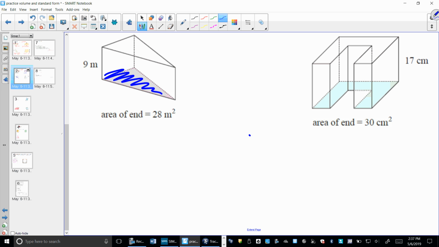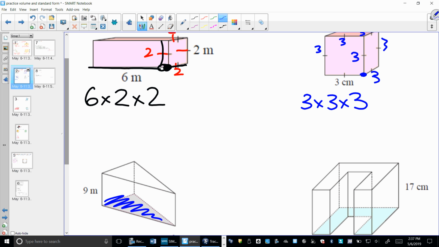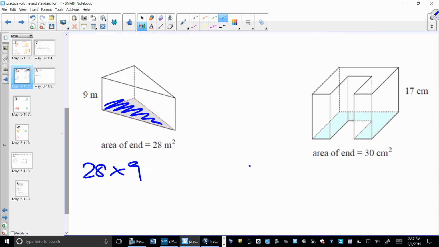Well, it says the area of the end. That's that shaded bit. That would be the cross-section in this case, yes. Multiplied by the length. Well, what do you think is their measurement for the length? That's this one here, yes? So you're doing 28 multiplied by 9. How super straightforward is that? They did some of the hard work for you because what they did up here was find the area of the cross section first and then multiply by the length. But they've already done that for you here.